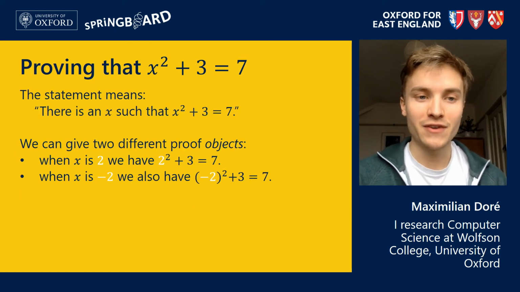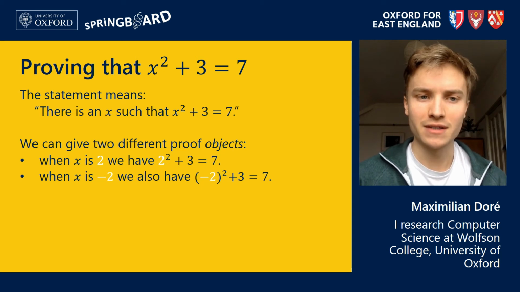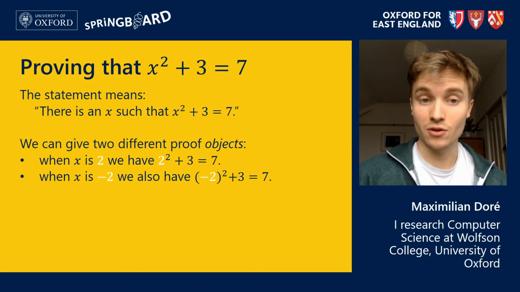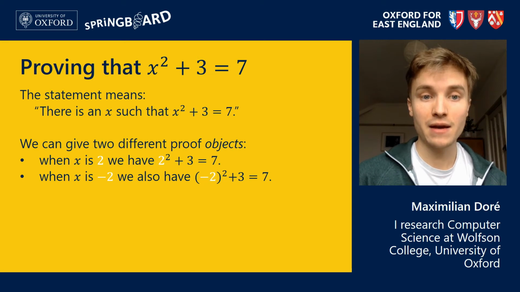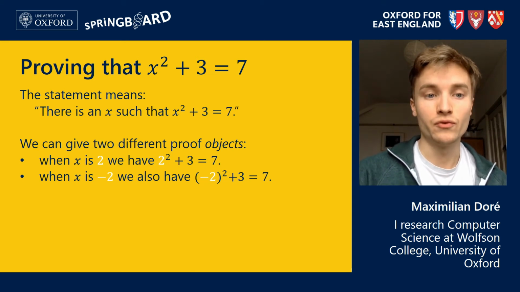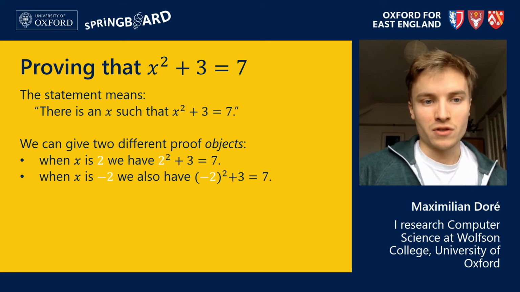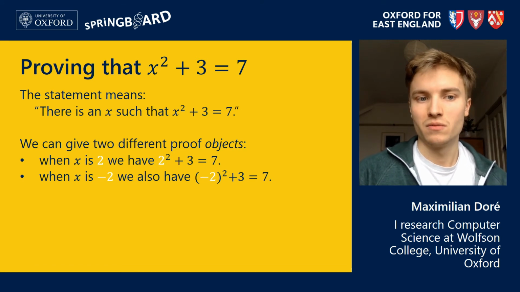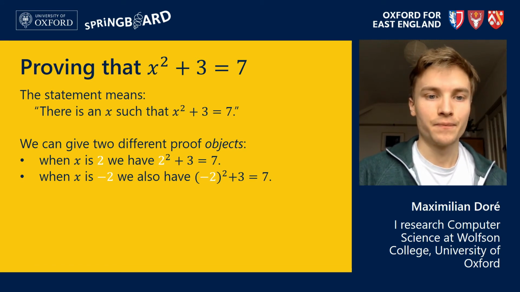All right, so we've established that the other kind of equality is quite obvious. We said that the equality x squared plus 3 equals 7, which looks more complicated, is not evident at all. So to show that such an equality statement is true, we have to give a proof, because the statement really means there is an x such that something holds, and to prove such a statement, we would expect to give such an x, right?